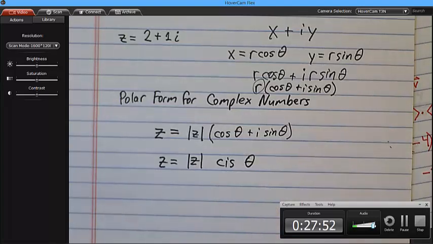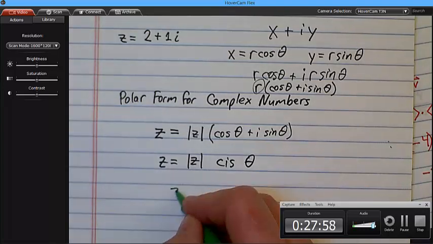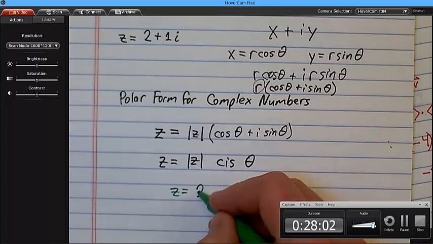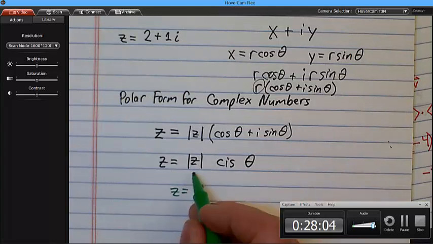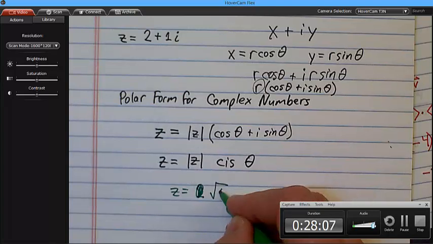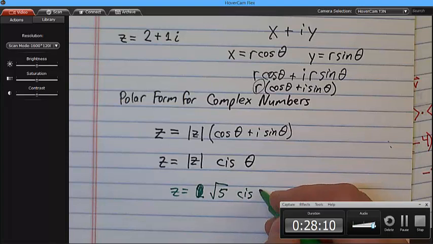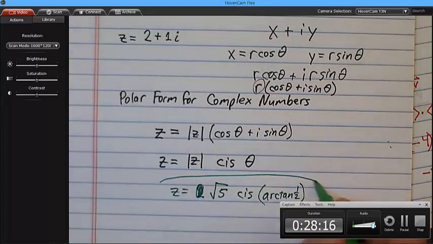So, my example that I did before, when I have 2 plus i, another way to write it is, oh no, not 2, what's the modulus of 2 plus i? Square root of 5, cis, and then I'd have to work out what the arctan of 1/2 is. But this is another way to write complex numbers.